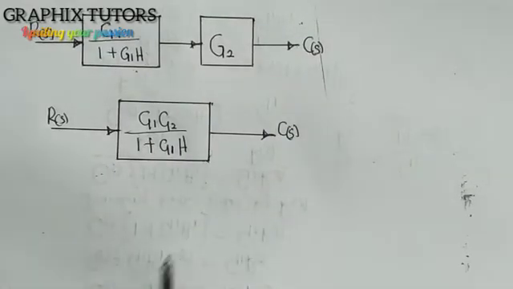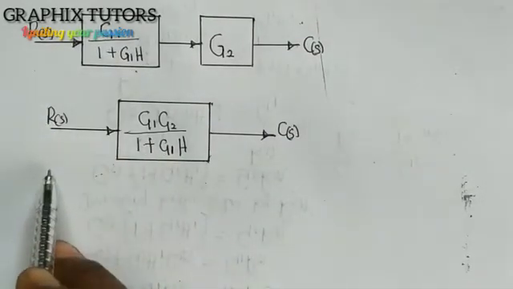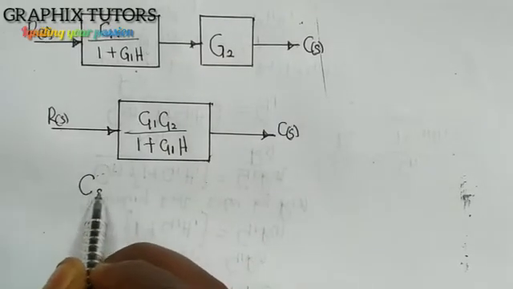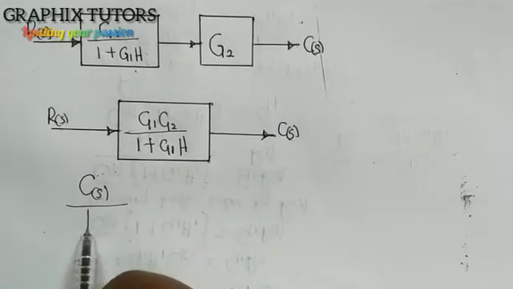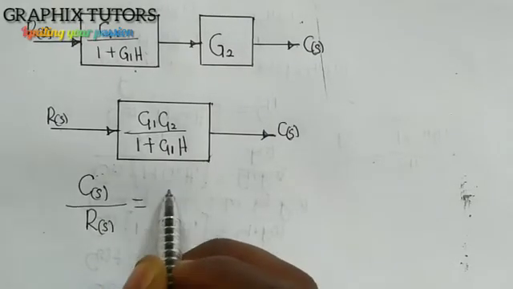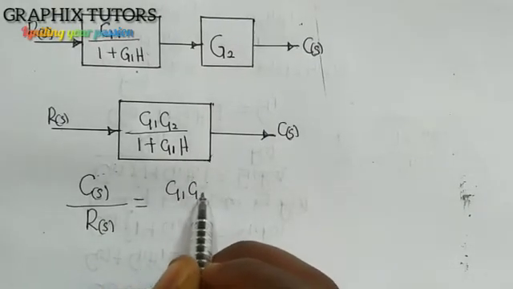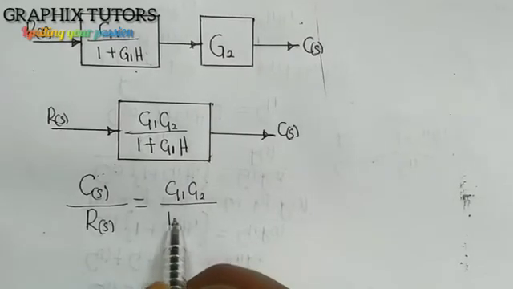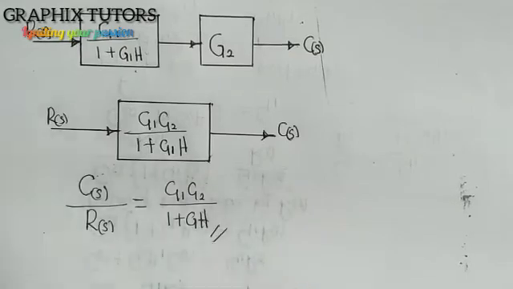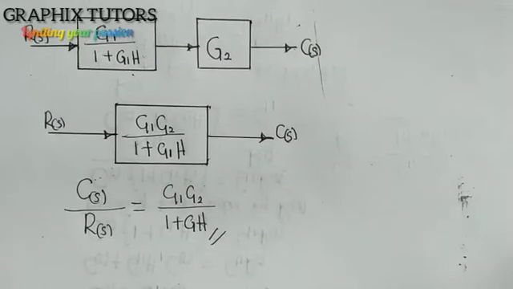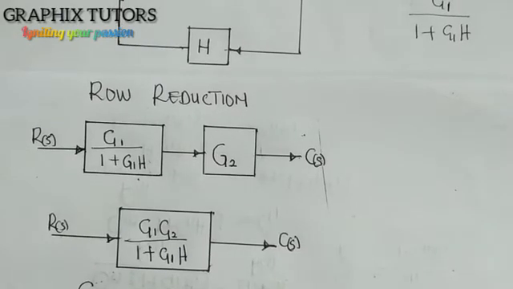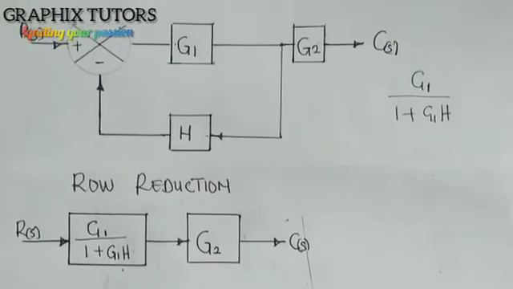So I can easily put that the overall transfer function is giving us the output, which is C(s), over the input, which is R(s), equals what? G1, G2 all over 1 plus G1H. So that is my answer. That is one way of doing it. Now let's see another way of doing it.